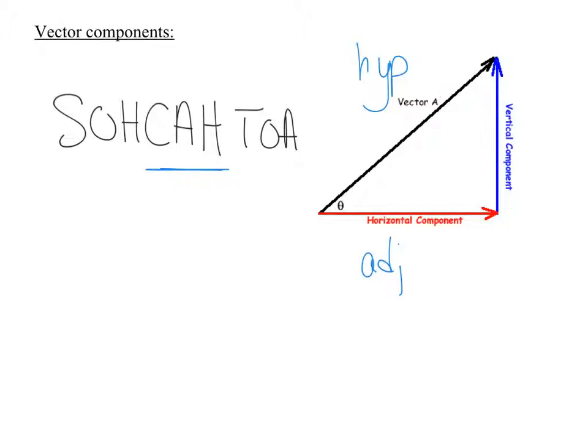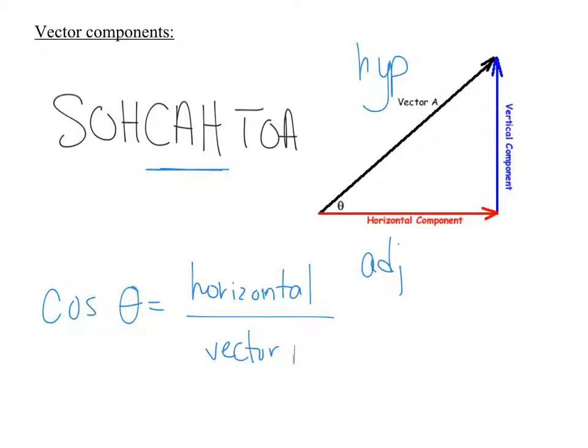So we have cosine and adjacent and hypotenuse. Now, the adjacent side is the horizontal component, so let's write this out. Cosine theta equals horizontal over vector A.